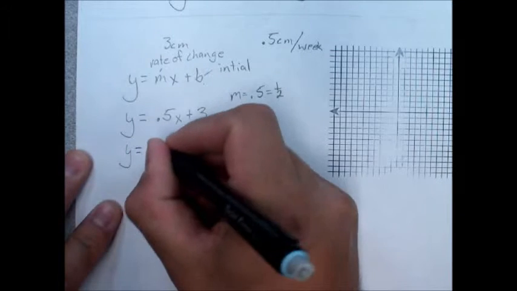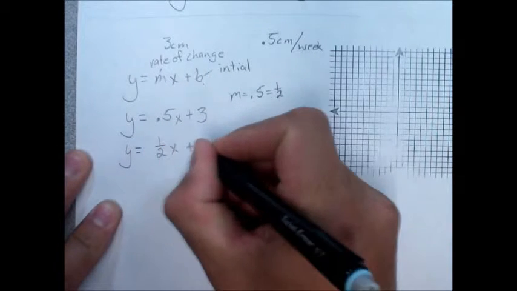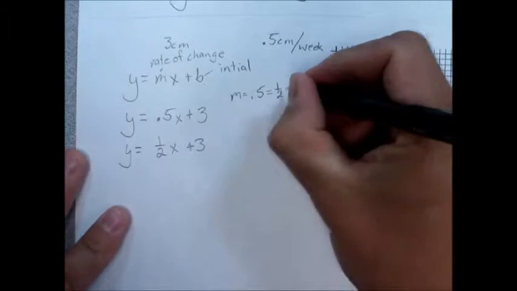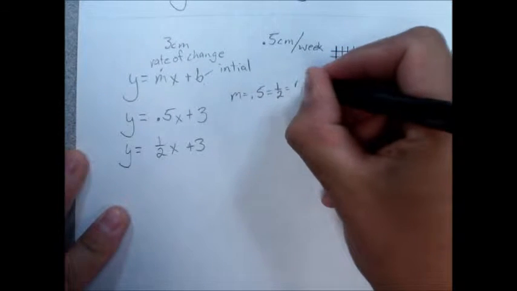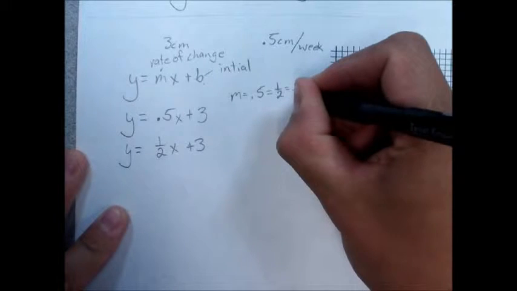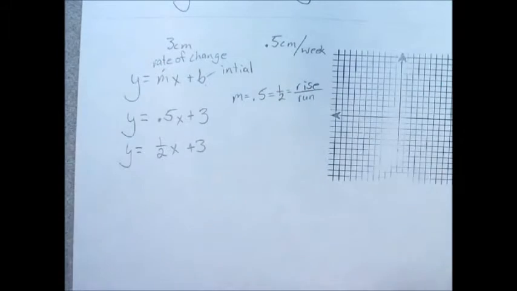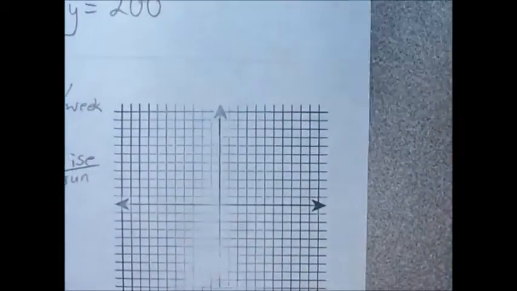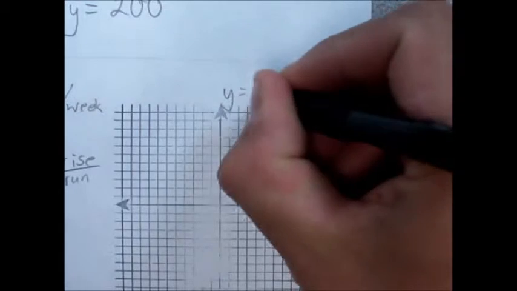So I'm just rewriting this now with 1/2 in for my 0.5. Remember that slope is always rise over run. Okay, my rate is easier read as rise over run. Okay, I'm going to zoom in a little bit right here. Remembering my equation, y equals 1/2 x plus 3.